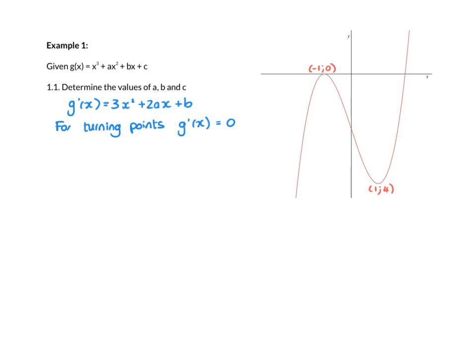So let's start with the first point, negative 1 and 0. My derivative at negative 1 will be 0. So let's substitute negative 1 into my derivative formula. So I get 3 times negative 1 squared plus 2a times negative 1 plus b. And I simplify that.